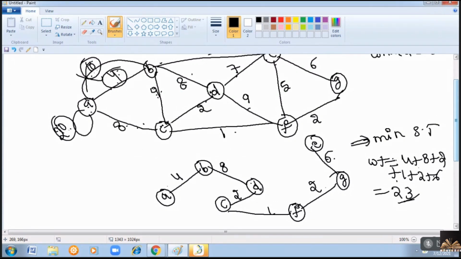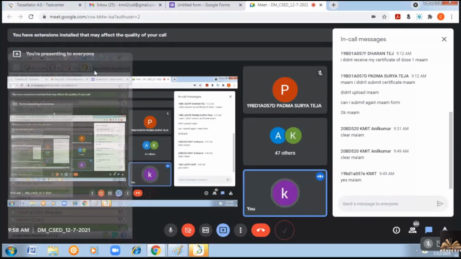And the last one is Kruskal's algorithm.